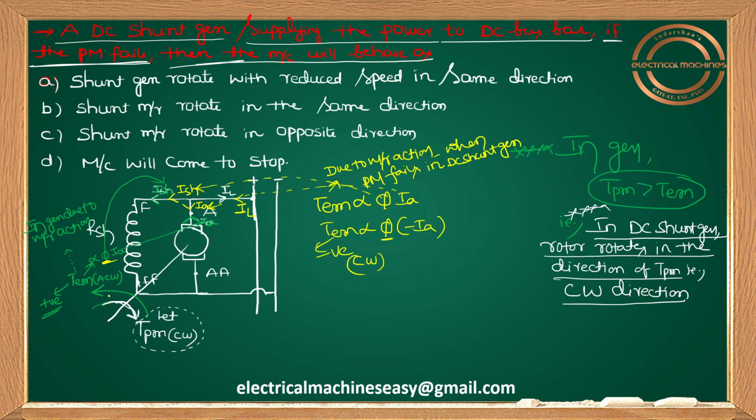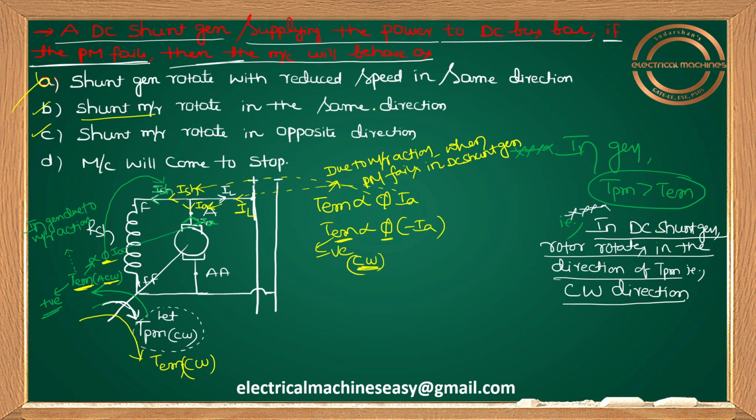So guys, this Tm is opposite to the earlier Tm. It was anti-clockwise, now it becomes clockwise, simple. So Tm is clockwise. No doubt, when prime mover fails, the machine behaves as a shunt motor, so option A is wrong here. Option B or option C is your answer. Now my question is: the shunt motor rotates in which direction?